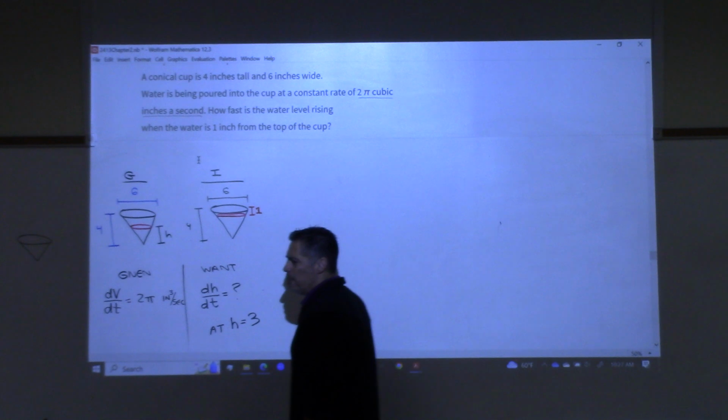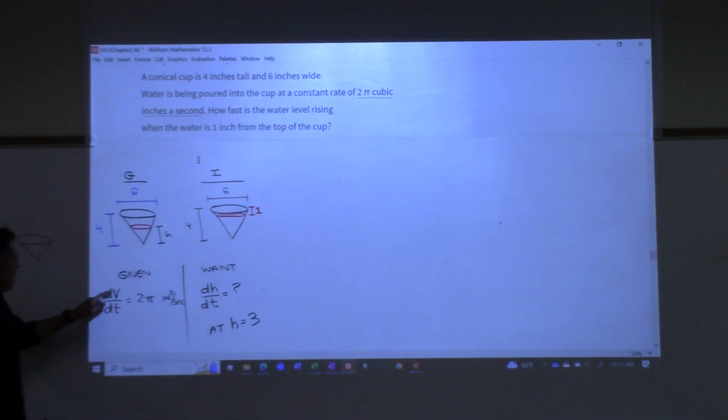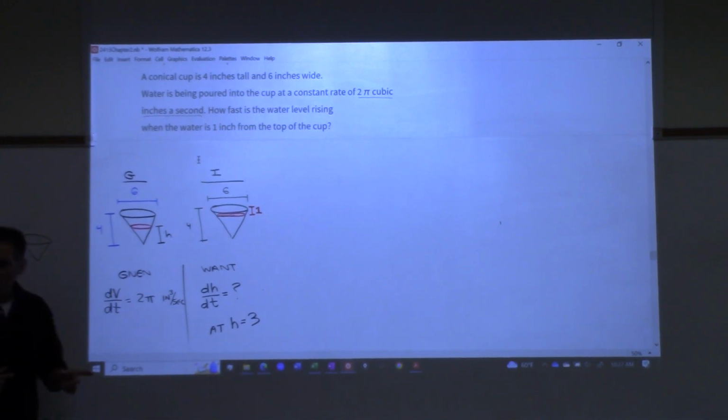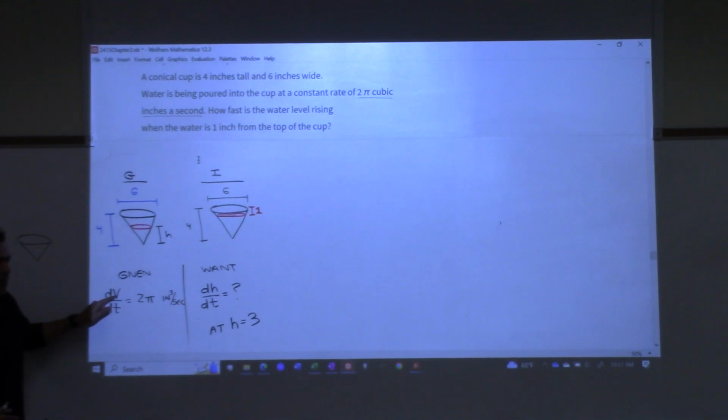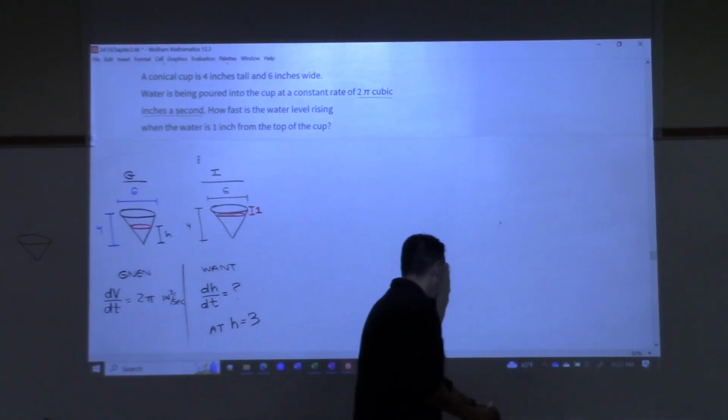The key variable in this problem right here is the V. We have to find a way to connect V and H together right now, right? Where V is what? The volume of the water. Not the volume of the cup, the volume of the water. Right? So let's just take a little time out here. Let's see, can we figure out what the volume of the water is?